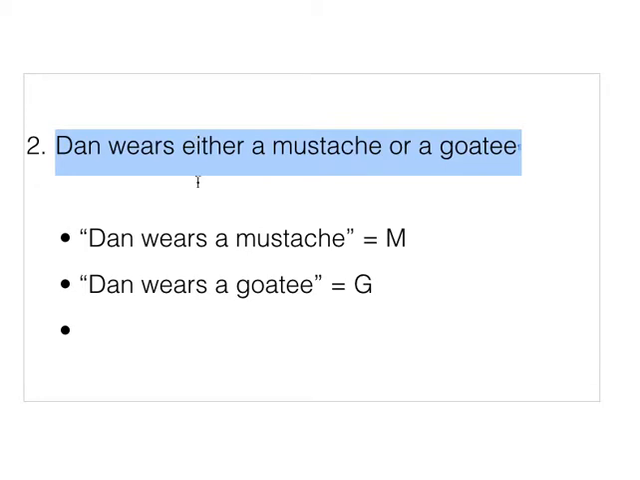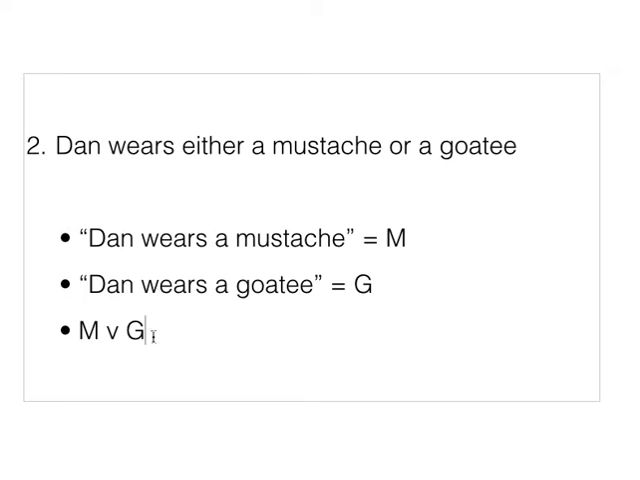So this complex sentence says Dan wears either a mustache or a goatee. So the way we represent that is with a disjunction. The or is a disjunction, right? In the disjunction, we're going to use a wedge. I'm just going to use the lowercase letter v. So literally, how we'd represent this sentence is Dan wears a mustache or Dan wears a goatee. And that sentence captures what our original English sentence says. So that's the answer to number 2.